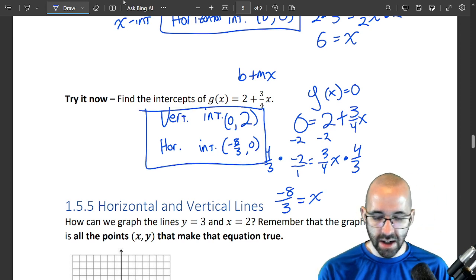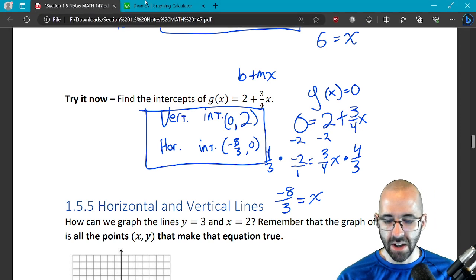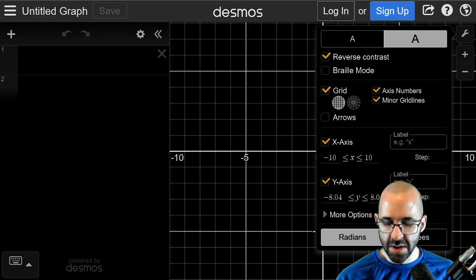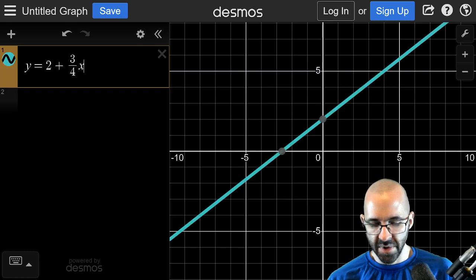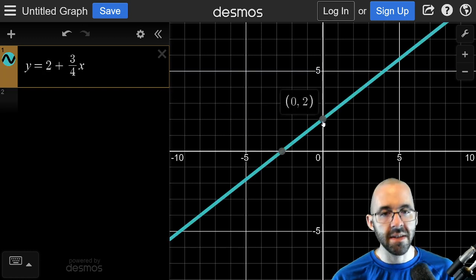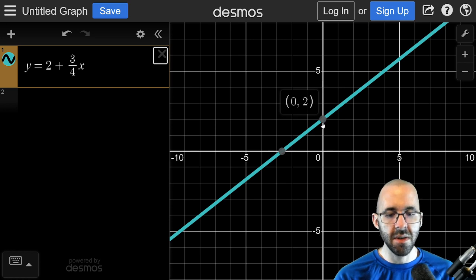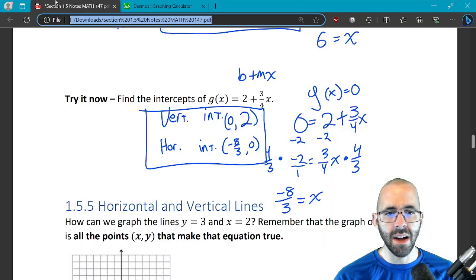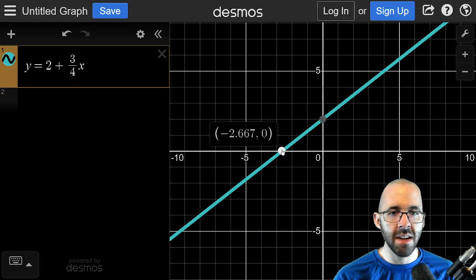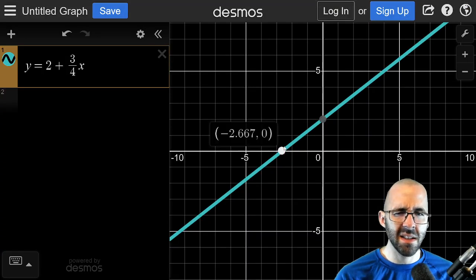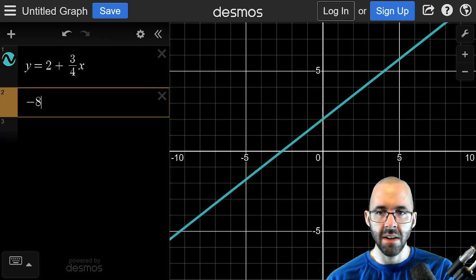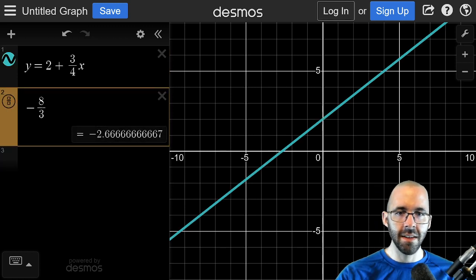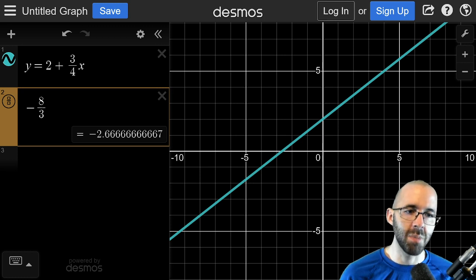But if you want to check your answer, a good way of checking your answer can be graphing it. 2 plus 3/4 of an x. Our vertical intercept is at 0, 2. Hey, that's exactly what we said. 0, 2 is that vertical intercept. The horizontal intercept is negative 2.667. Is that negative 8/3? Negative 8/3. Oh, great. It's rounded, but yeah, it's right.